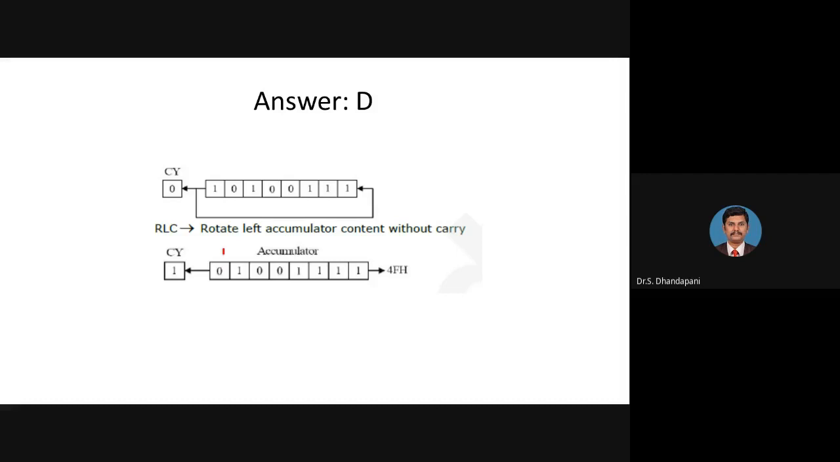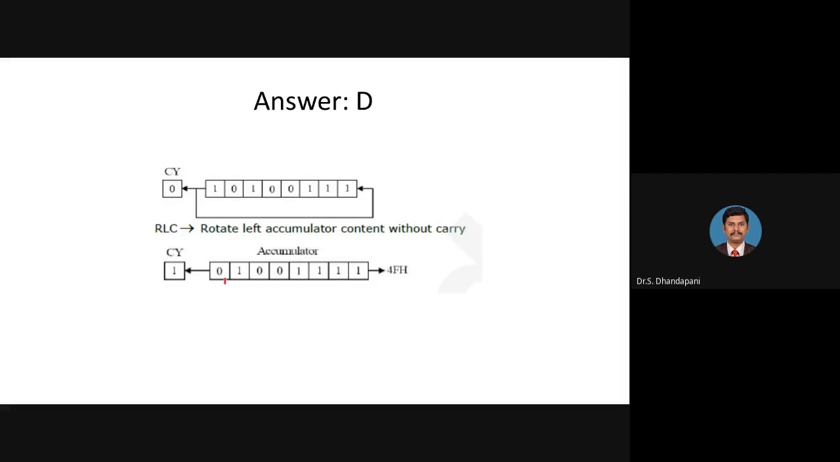The value available in MSB is copied to carry, but this carry flag is not rotated. That is the important meaning. RLC means the value in the accumulator is rotated in left direction without carry, meaning the carry value will not be rotated, but whatever is available in MSB will come to carry. Whatever was available in carry is lost.